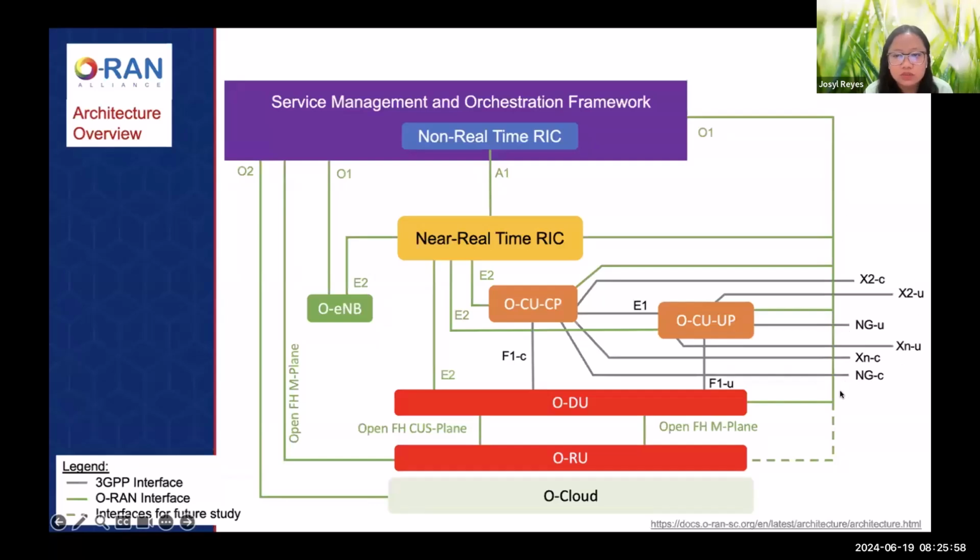Those are connecting to the other nodes, meaning that the different nodes may have interconnections. One node, eNodeB, gNodeB, may be interconnected so that they can share information. They can transfer some data, maybe analytics, to prepare some handover between the two base stations.